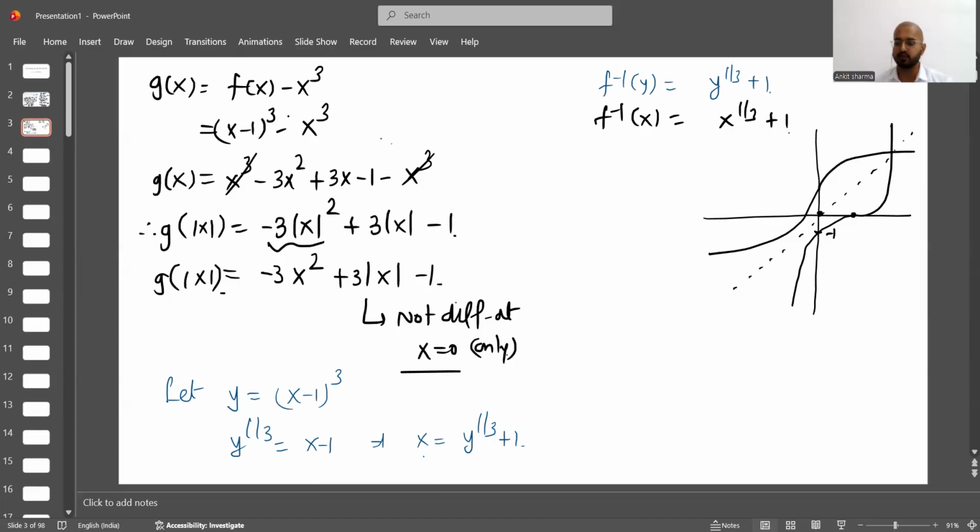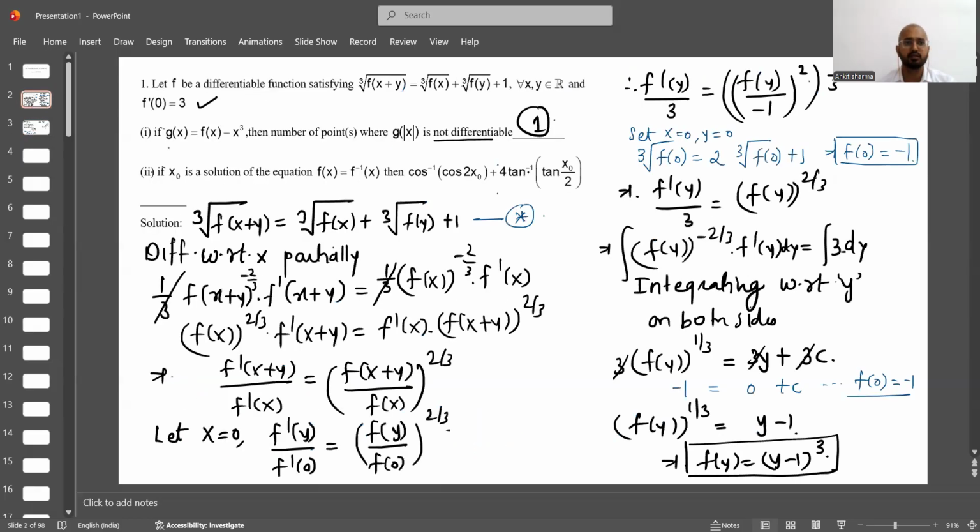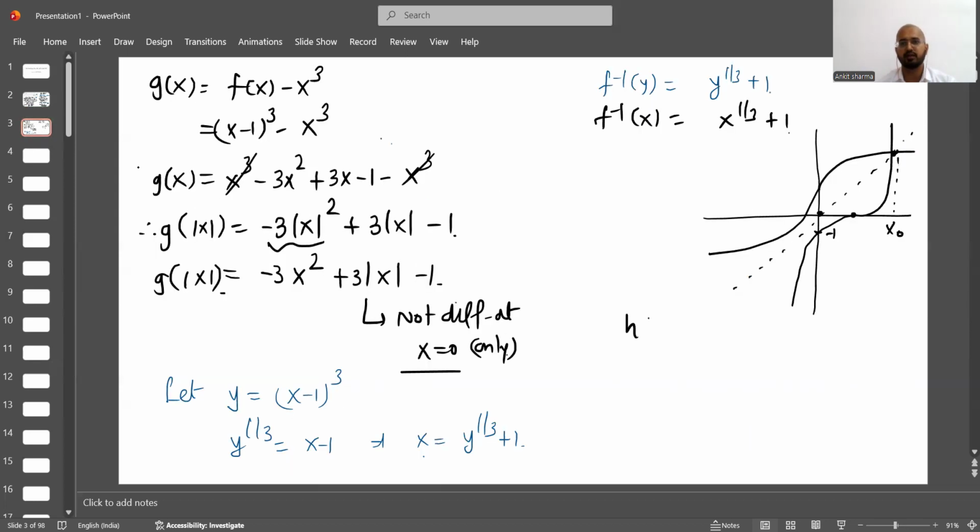So I want to see where this point is, or what the value of this is. This is my x naught. So we need to find out what x naught is. Of course, solving this would be a tough job, so we can predict something from here. I'll define another function. F of x is equal to f inverse of x, so I define h of x equal to f of x minus f inverse of x. So that gives us (x minus 1) cube minus x to the power 1 over 3 minus 1. So this is my h of x.